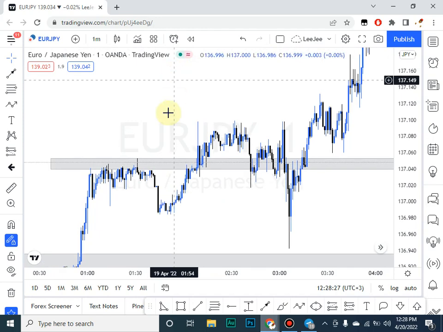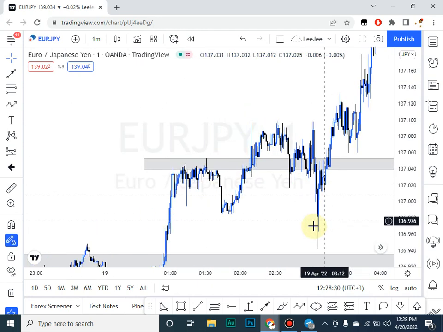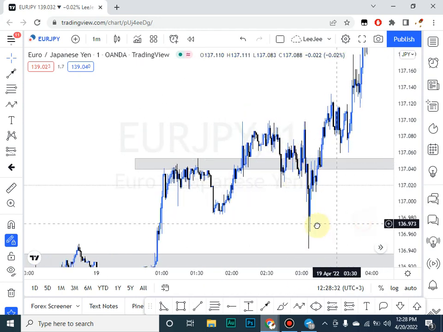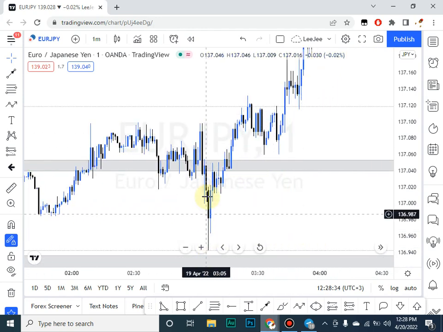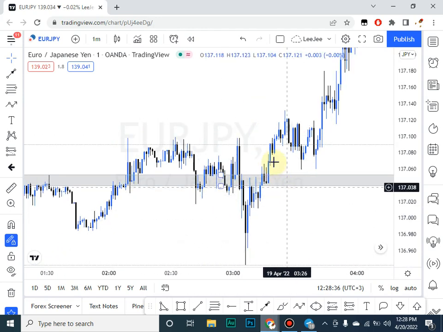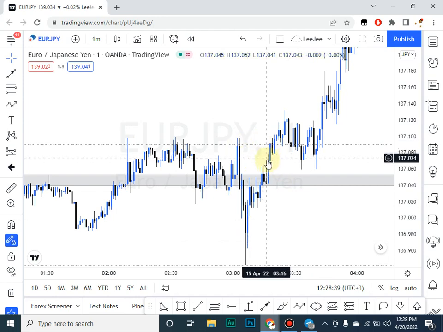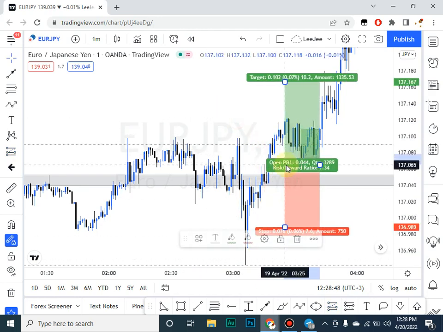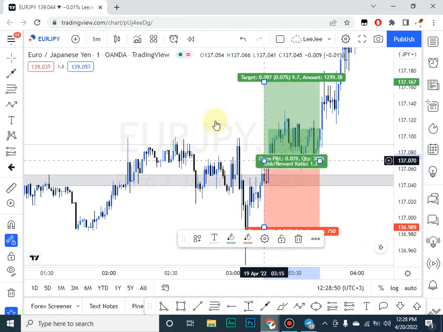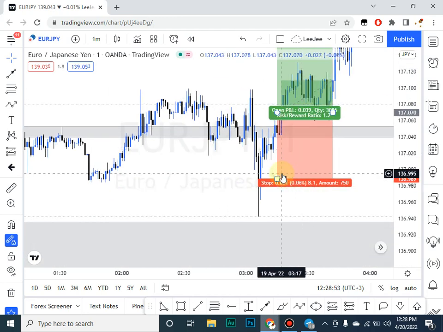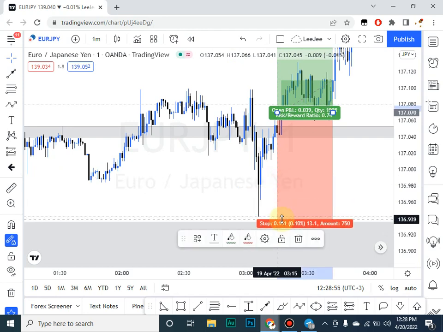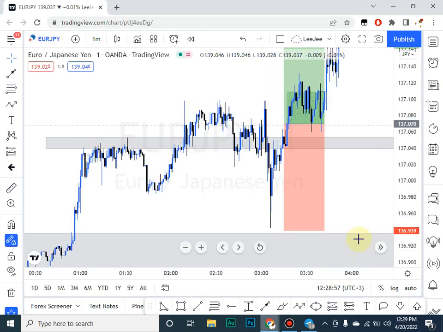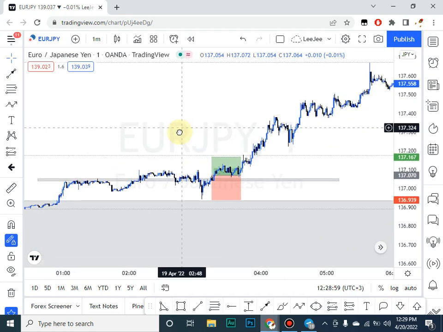Let me zoom in. Okay, so boom, there was this retest over here. Now look at this rejection, boom. Look at this strong candlestick. We could have taken our entry over here after the candlestick had closed, around this zone. The stop loss should have been the previous low over here, around 13 pips, and then the target is the previous high.